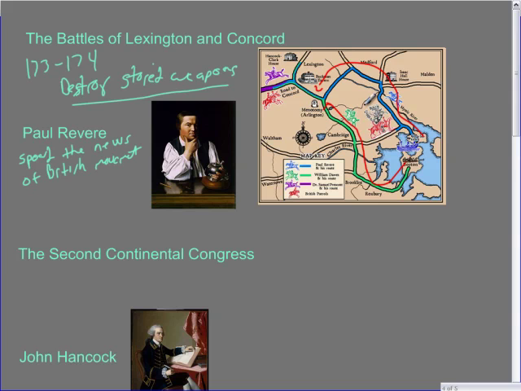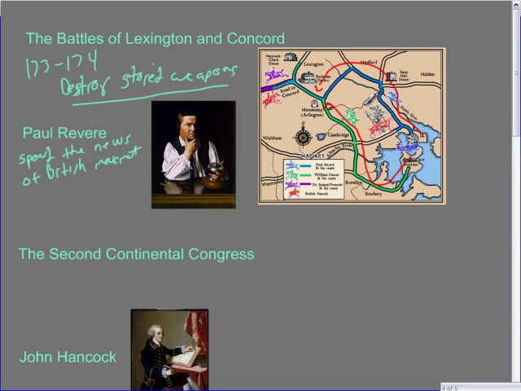They are winning, but they get to a bridge. The British are kind of losing a lot of lives. They have to retreat and turn around. 4,000 Minutemen show up in the area and start shooting people as they're running away.